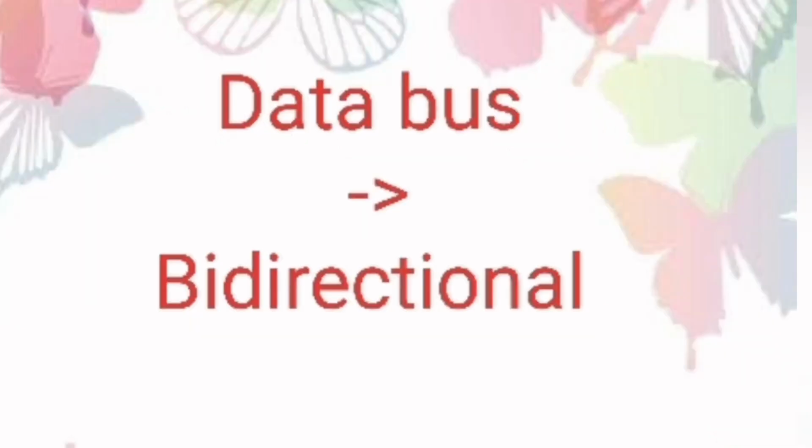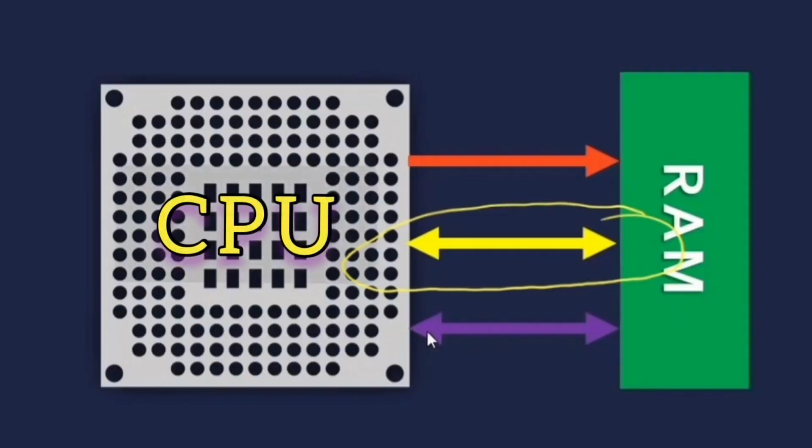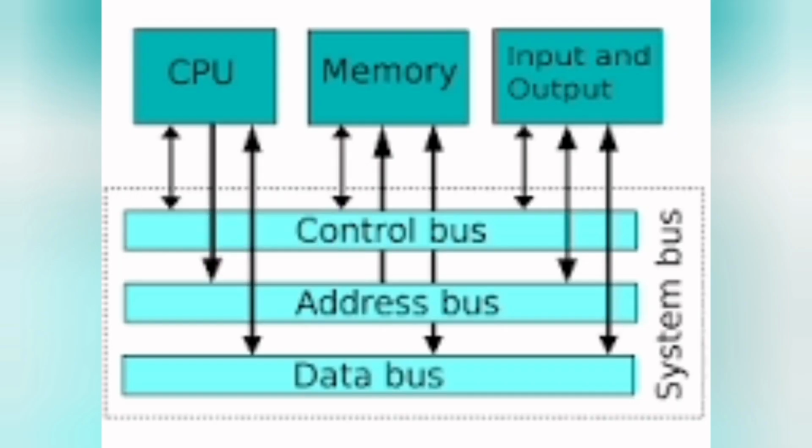The data bus is bidirectional. For example, the CPU can read data from memory and the CPU can write data to memory. Data can be transmitted in both directions. The data bus allows data to travel back and forth between CPU and memory. So it is bidirectional. Okay. Now we understood that the data bus carries data and it can be transferred between different components of a computer.